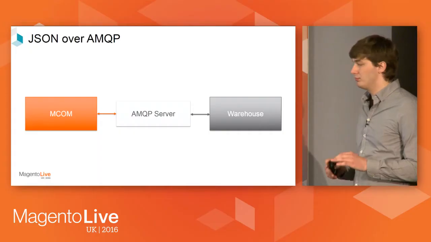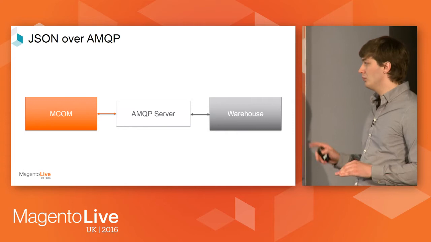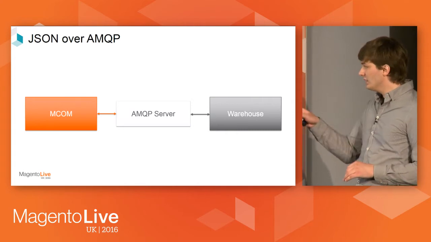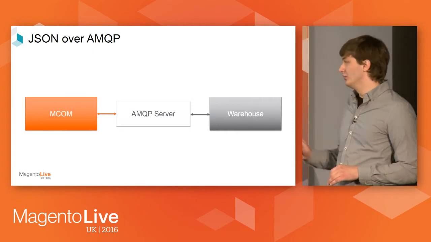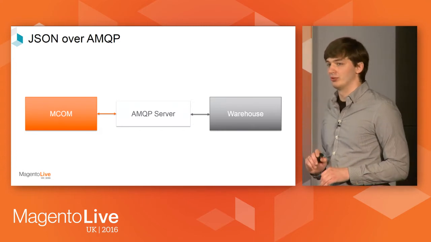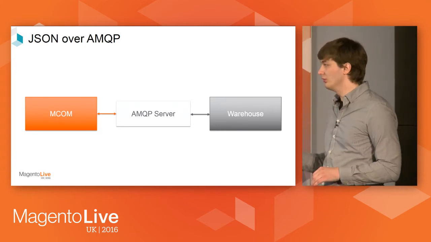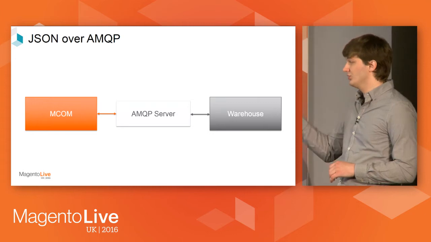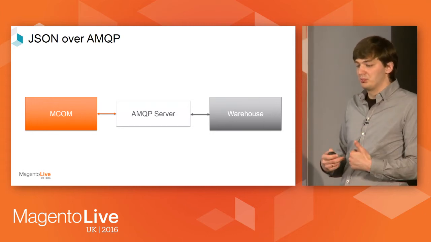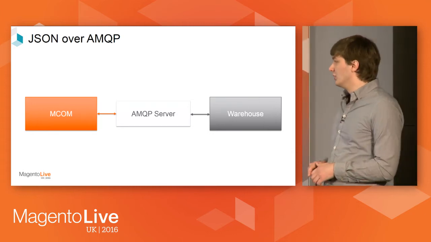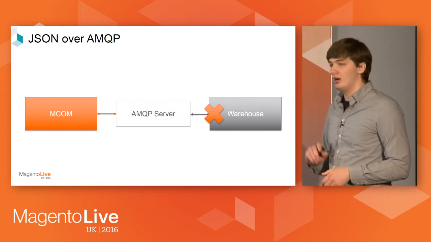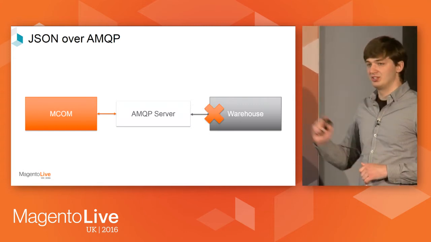But if we simply put an additional step here, if we put an AMQP server and decouple MCOM and Warehouse, saying, okay, MCOM doesn't need to talk to Warehouse. Maybe it does not even know that there is a Warehouse. And then Warehouse doesn't need to directly expose an API to MCOM. So in this scenario, what will happen? Warehouse is down, but MCOM still can send a request.